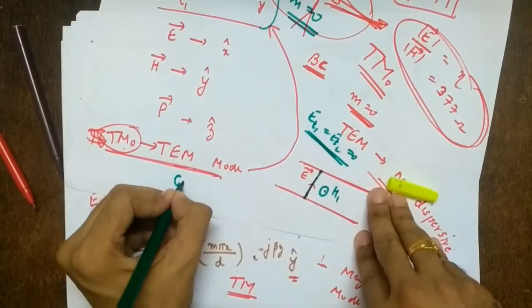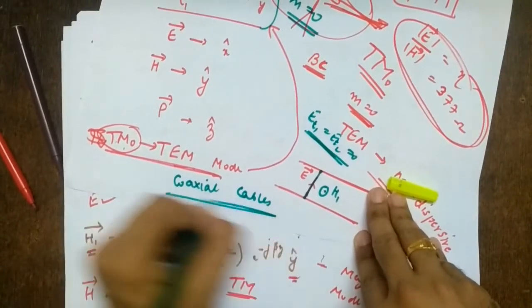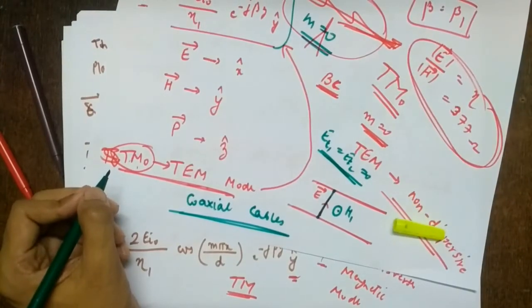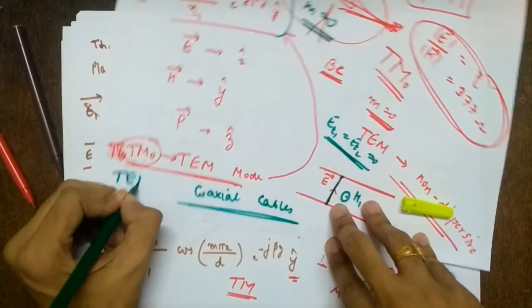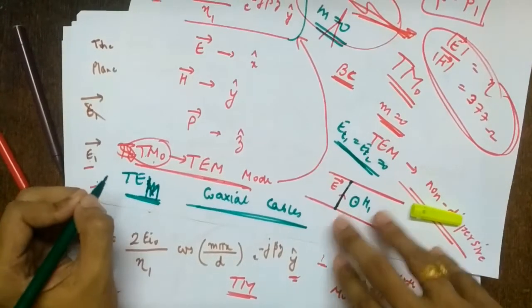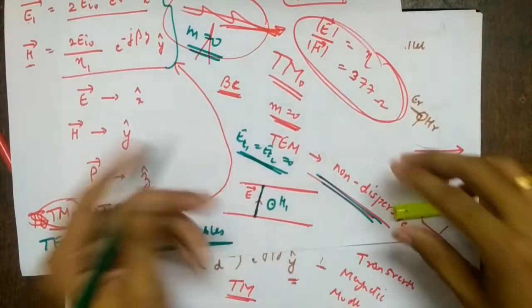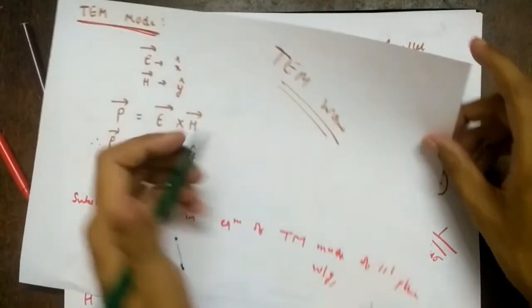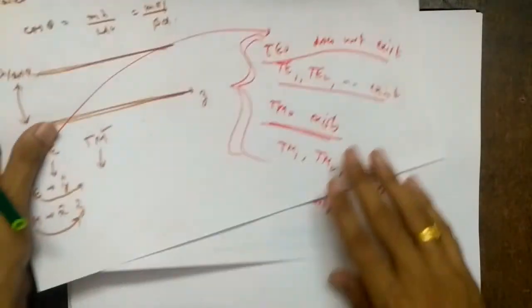And that is the reason these are used in our coaxial cables, which supply our DTH and Hathway cable, etc. Right? So coaxial cable supports TEM mode. Again, this can be a Viva question. Okay, and what is the important thing about them? They are non-dispersive.